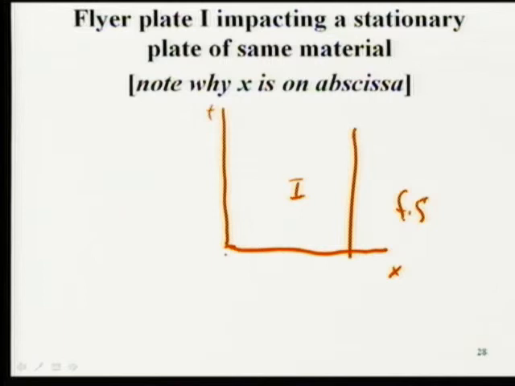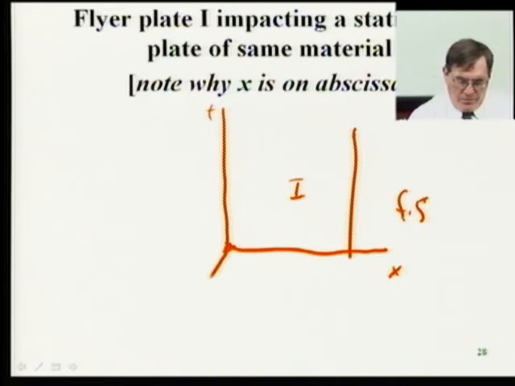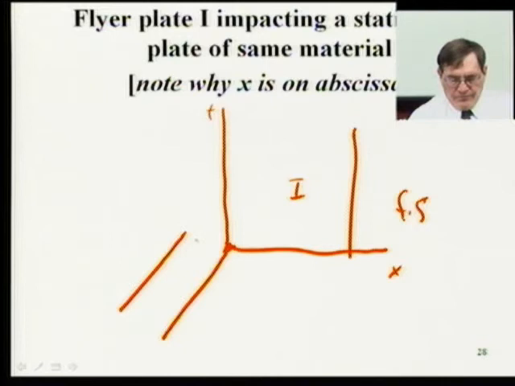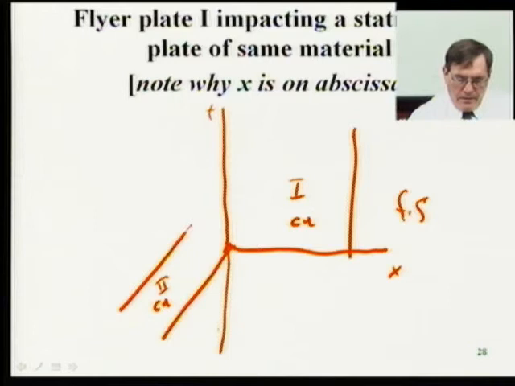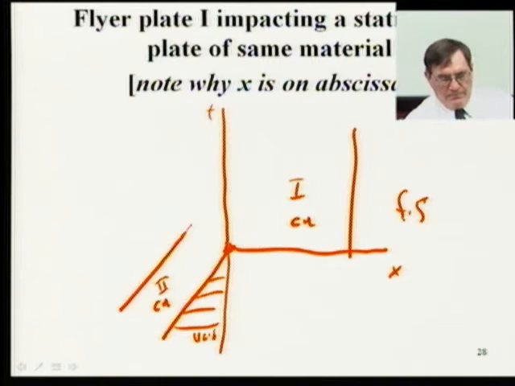Now, what we usually do is pick where the flyer plate hits right at time 0. When it impacts, you take that as time 0 and x 0. So the flyer plate is going a certain velocity, and it's got a certain thickness, so it's parallel. This second material is copper. And this is a void, a vacuum. So you see that this plate impacts here at this time. And again, we pick that point because that's the easiest one to put your coordinate system on.